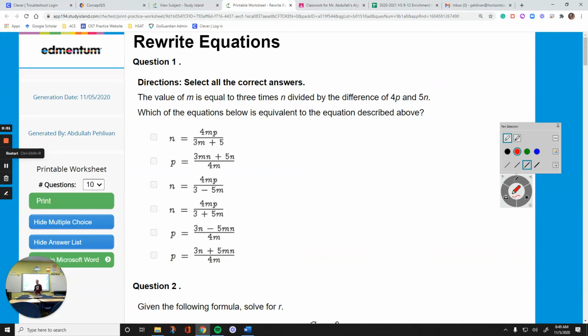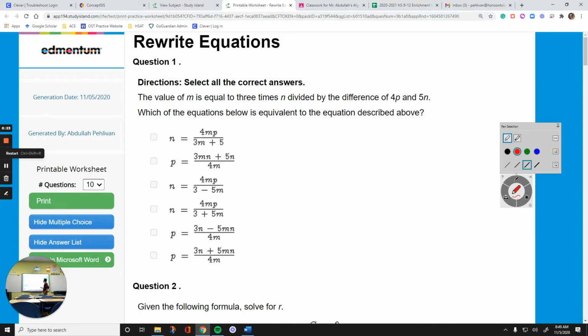Good morning, everyone. In this video, we are going to talk about rewriting equations. It's basically the same as solving an equation for a variable. It just has a different name. So, I'm going to focus on sample problems so that I can solve more questions than usual.